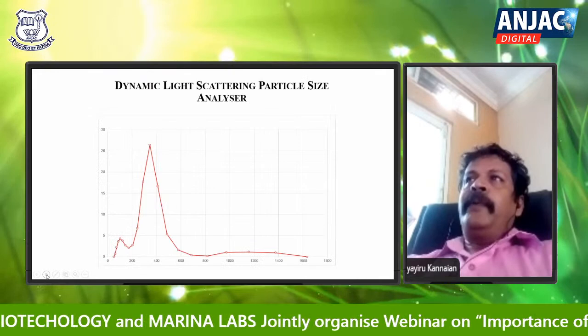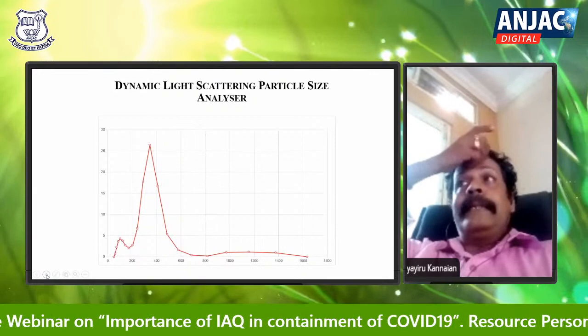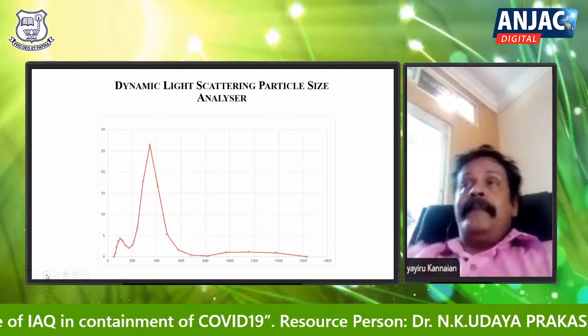Next slide. This speaks about the dynamic light scattering particle size analyzer and the size of the particles. You can see the peak range recorded from 200 to 600 nanometer size range of nanoparticles. The second peak was registered at 800 to 1600 nanometer size.